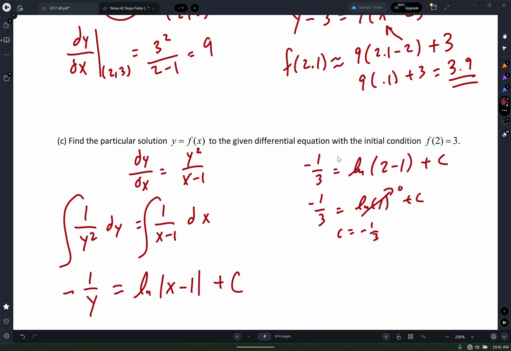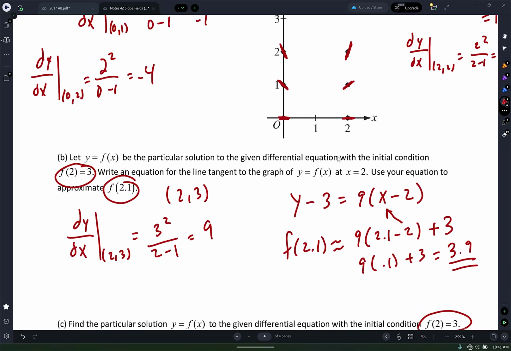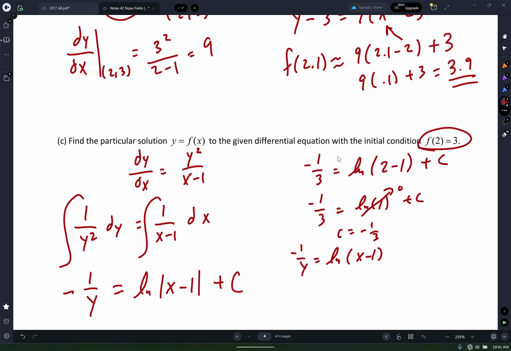Dang, I should have put more space in here. That's fine. Negative 1 over y equals ln of x minus 1, minus 1/3. You can take out the absolute value because we're working with positive values anyways. We're working for x greater than 1. So if you want to state that somewhere, x is greater than 1, because of that right there.